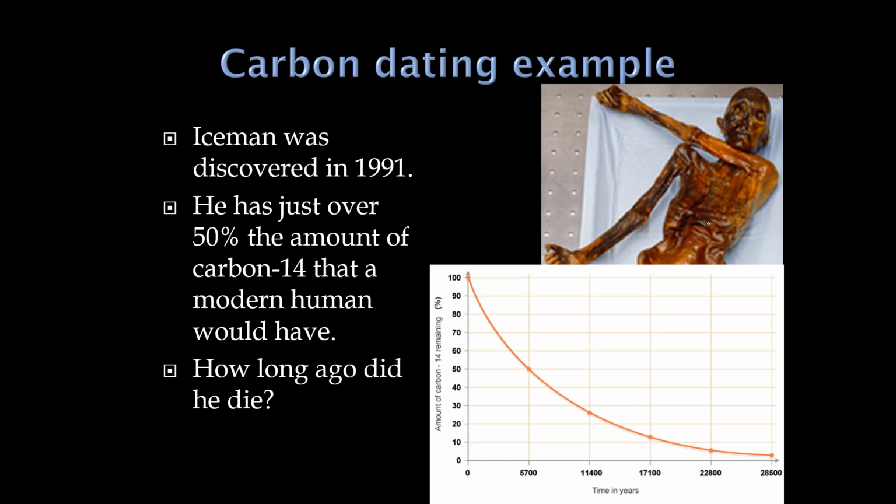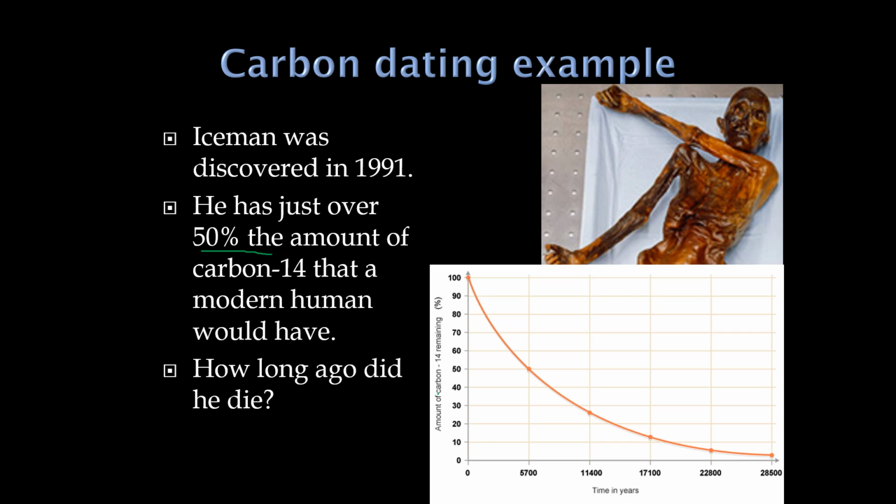So when they found Otzi the Iceman, they thought it was just a climber that had been dead for a little while, not for too long. What they did, though, was they measured the amount of carbon-14 left in his system, and he had 50% the amount of carbon-14 that you would find in a modern human. So my question for you guys, look at the graph and then tell me, how old is Otzi the Iceman?